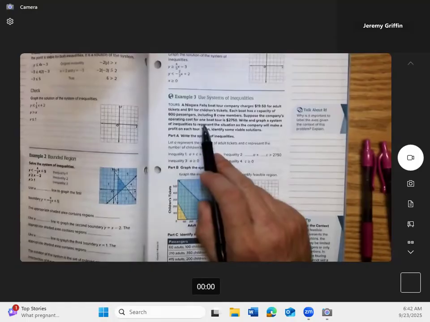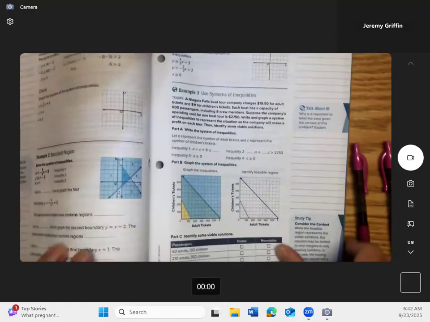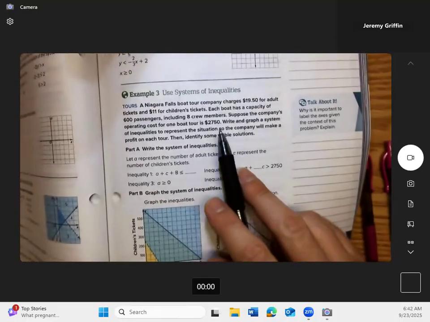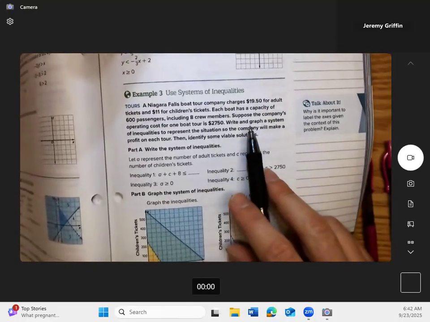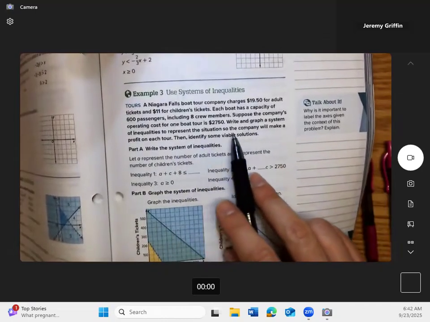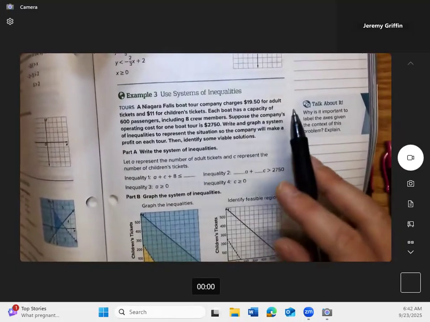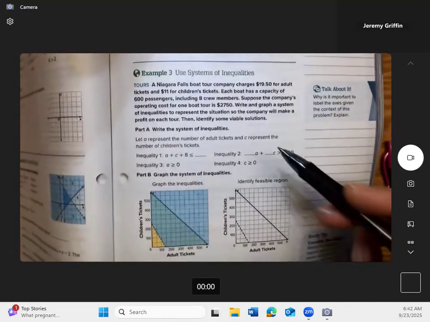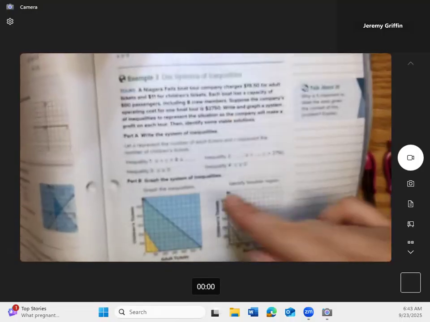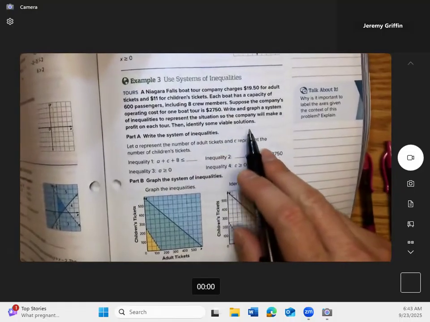Suppose the company's operating cost for the boat tour is $2,750. So maybe in terms of paying crew members and buying the fuel for the boat. Write and graph a system of inequalities to represent the situation so that the company will make a profit on each tour, because they do have to sell so many tickets. That's probably what they're thinking. How many adult and children tickets do we have to sell so we can at least cover our costs and ideally turn a profit? Then identify some viable solutions.